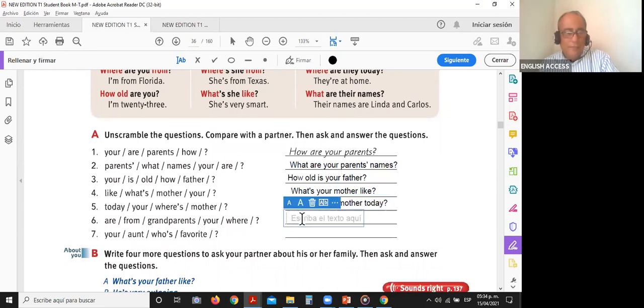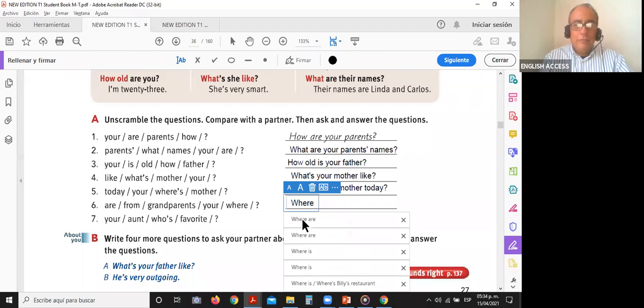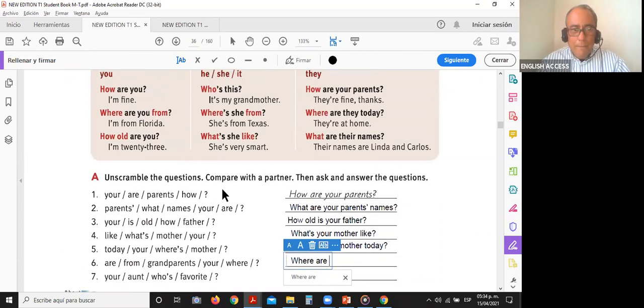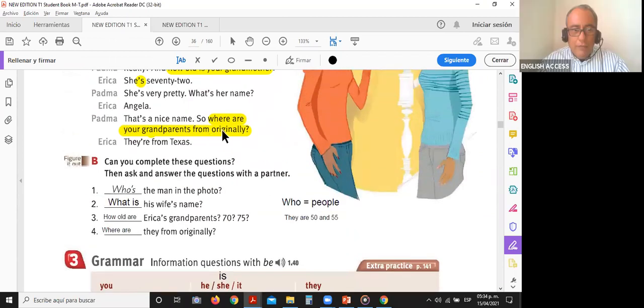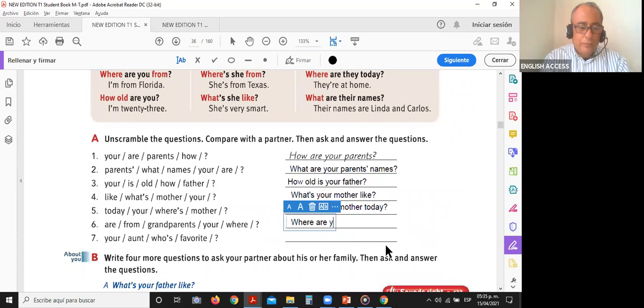Fatima, do you have number 6? Where are you from, grandparents? Where are is correct. Look at this question. Where are your grandparents from? Exactly. Where are your grandparents from? Okay. That's the correct one. Question mark. Where are your grandparents from?